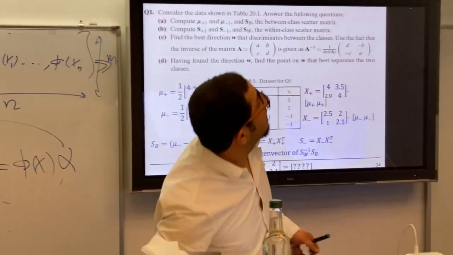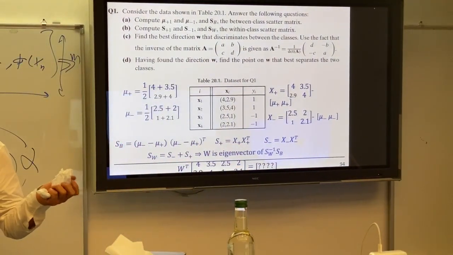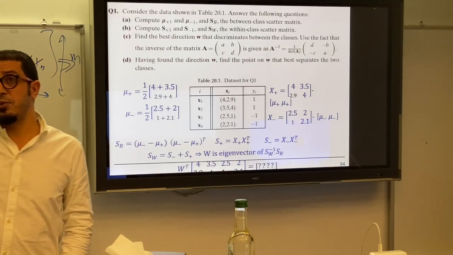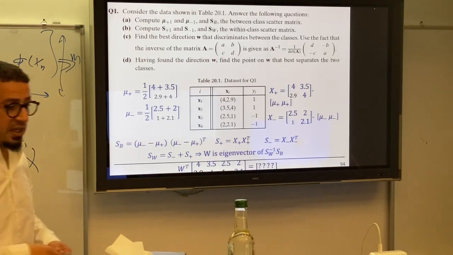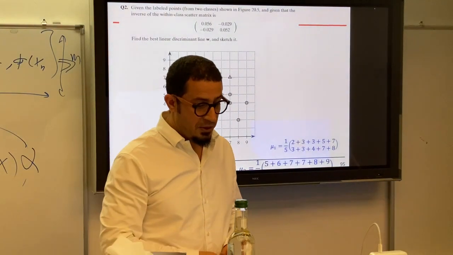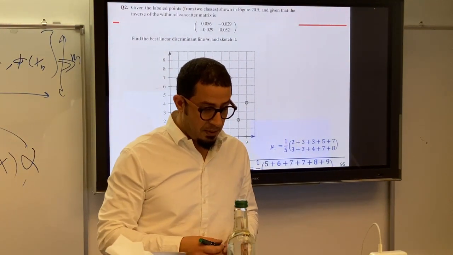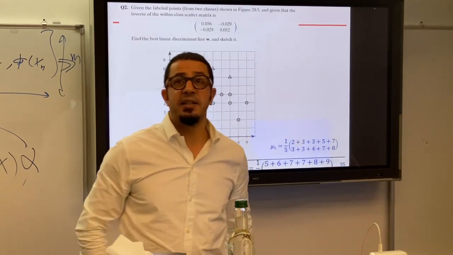It is not clear? Yeah, you can see. Okay, and you multiply. You get a new value. You get 4 values. Those 4 values should be on these directions. You can see the plus and minus are clearly segregated. Here, please, another question. Given the labeled points here, find the best linear discriminant line W.